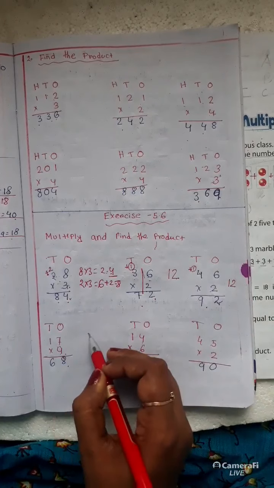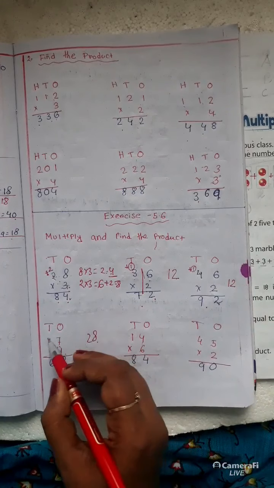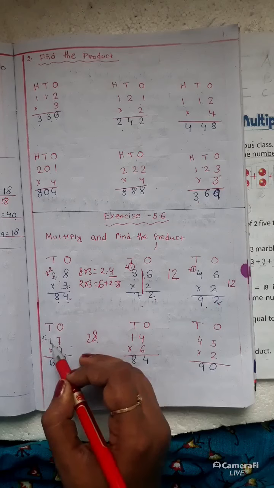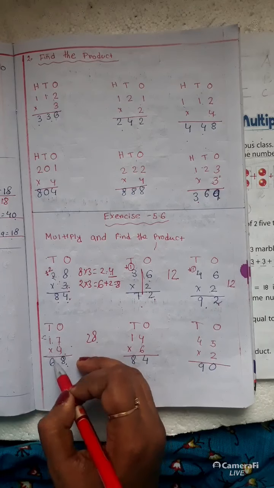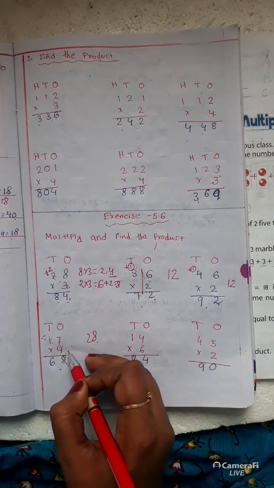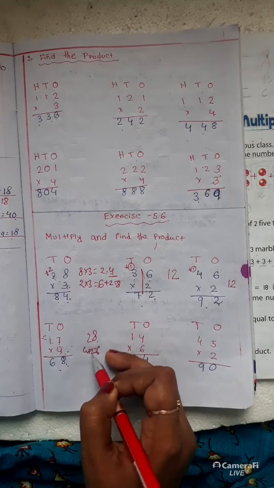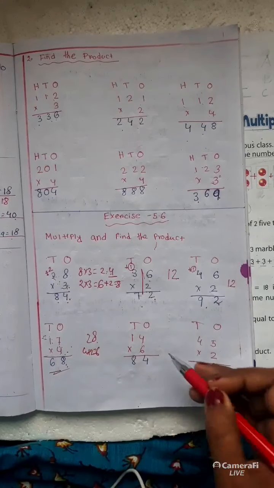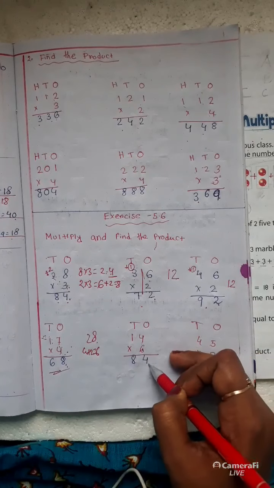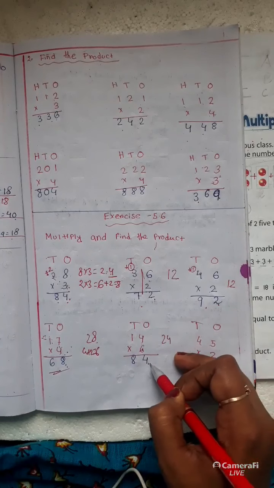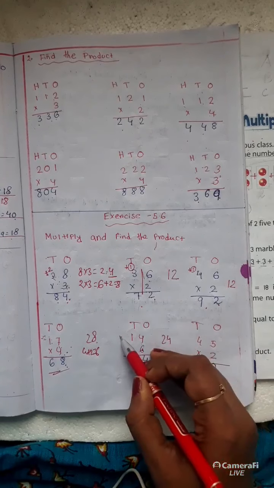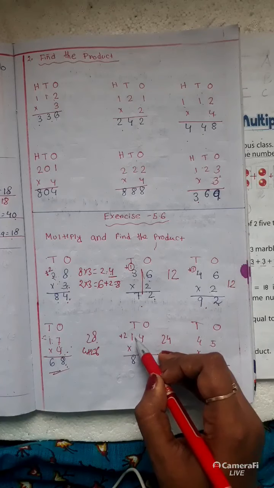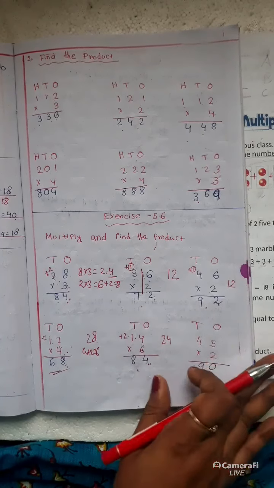7 4s are 28. 8 I have written, 2 will be carried over here. 4 1s are 4 plus 2, 4 plus 2 is 6. You see I have written. Again 6 4s are 24. 4 is written, 2 will be carried over in tens place. 6 1s are 6 plus 2, it's 8.